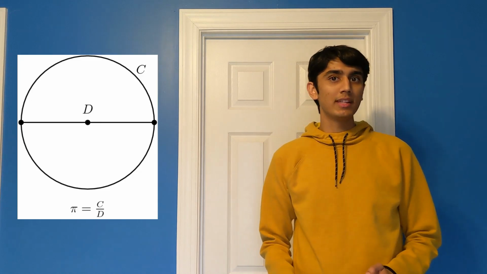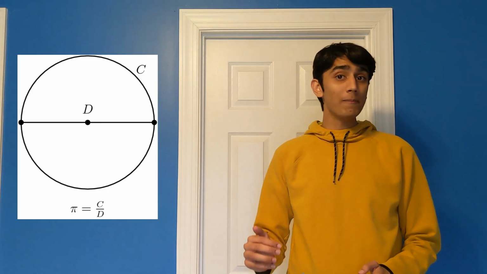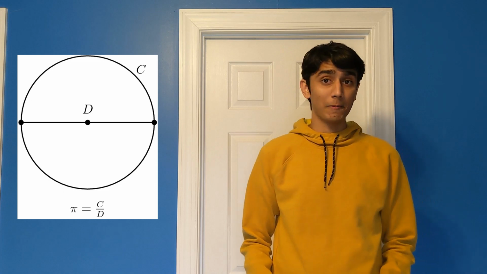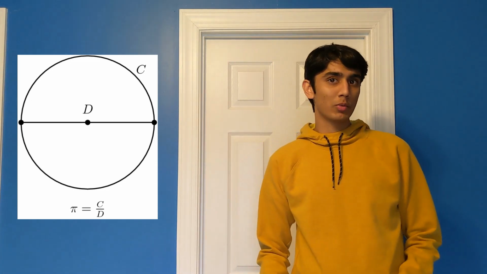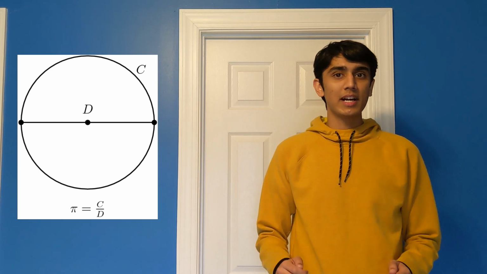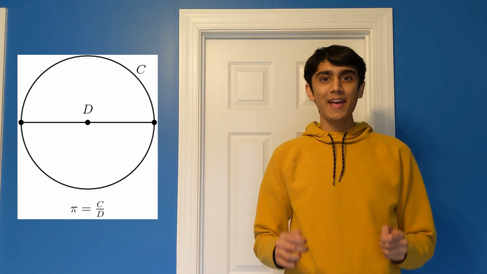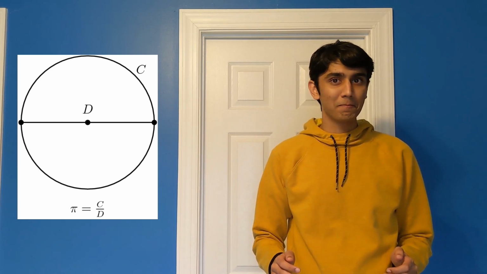Alright, so the first and easiest way to calculate pi is to use the definition that you were probably taught in school, which is that pi is the ratio of the circumference of a circle to its diameter. So what we're going to do is draw out a circle, measure its diameter, measure its circumference, and then calculate pi.